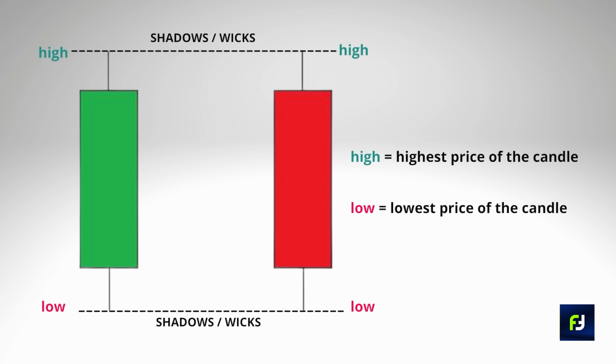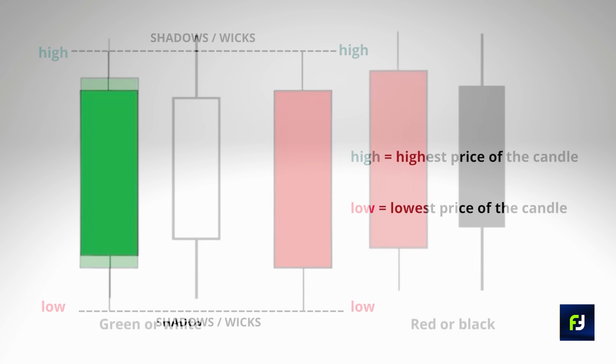The shadows look like wicks and hence they are called candlesticks. The upper wick signifies the high of the period and the lower wick signifies the low of the period. The high is the highest price point of the candle at a particular time and the low is the lowest price point of the candle at a particular time, depending upon the time frame you are trading on.